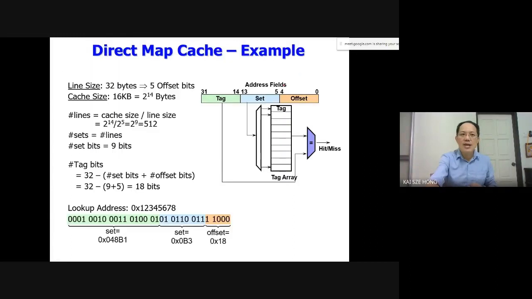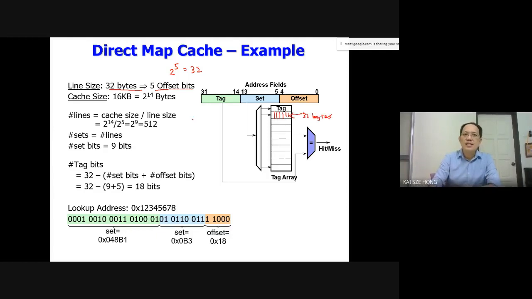And now we are talking about one example of the direct map cache. If your line size is 32 bytes, you have 5 offset bits, meaning that you need 5 bits to represent 32 bytes. 2 to the power of 5 equals 32.